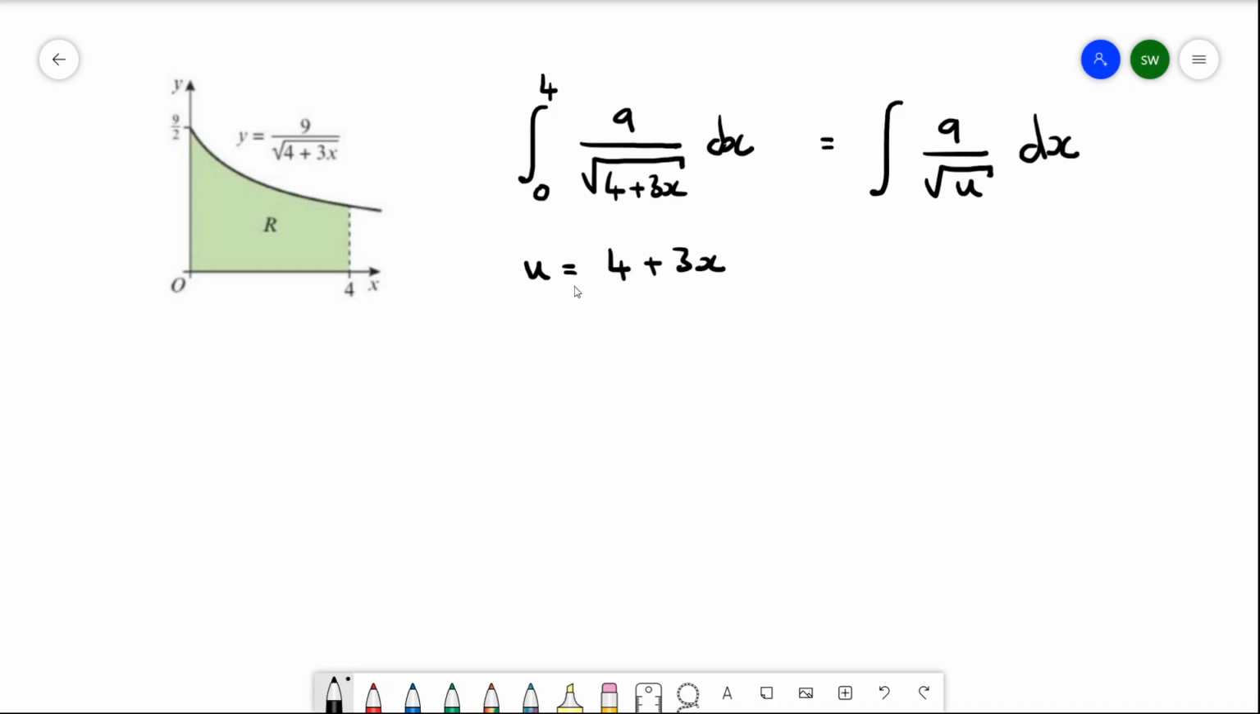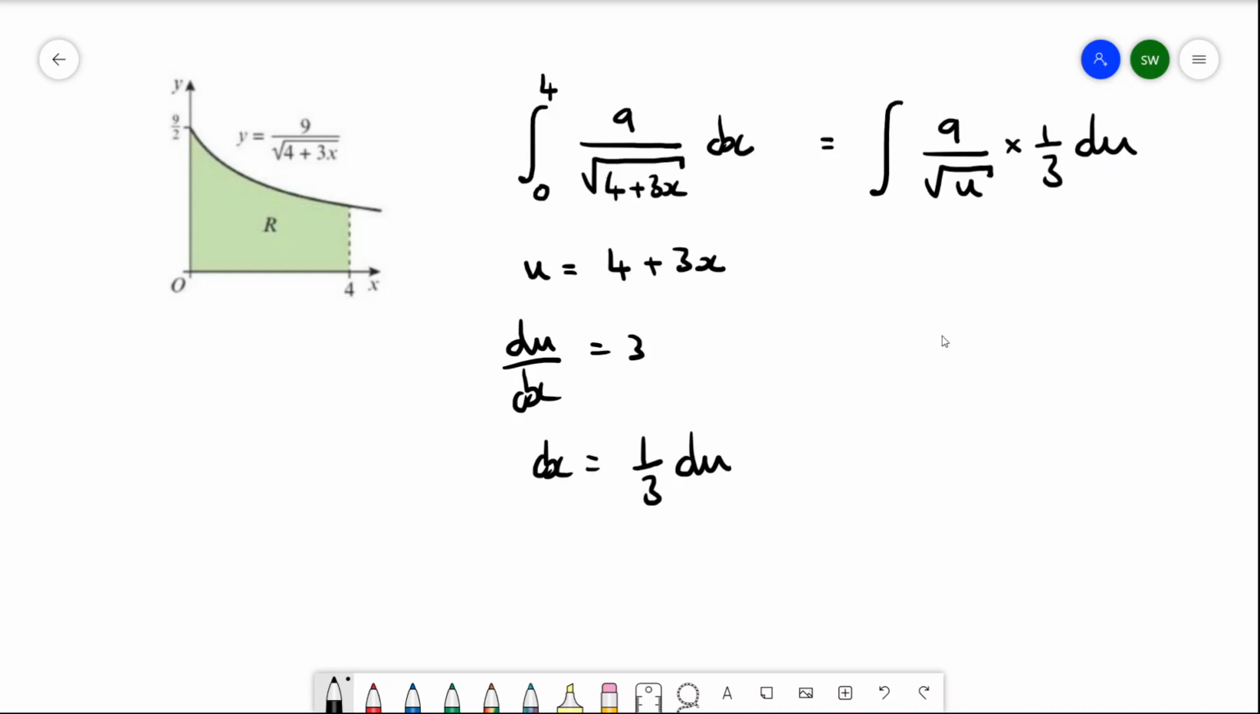But we want to replace dx with something to do with du. So let's get rid of that dx. In order to do that, we're going to work out du by dx, which is 3. So that tells us that dx is equal to a third du. So we can replace dx with a third du.